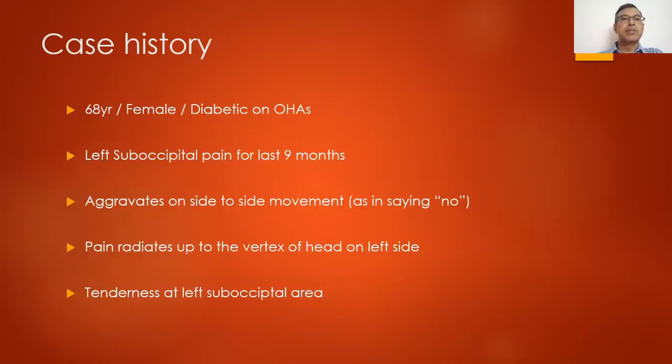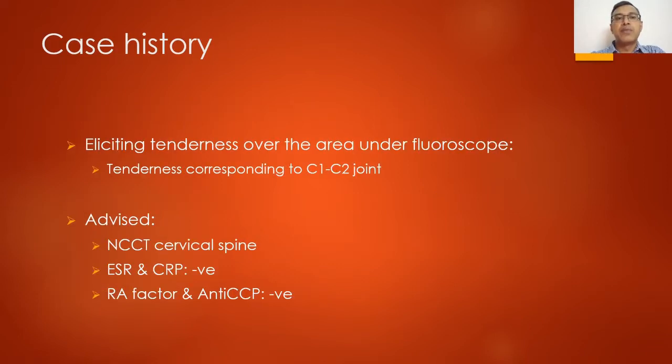Case presentation. This is a history of a 68-year-old female who was a diabetic, and she had come to me with left suboccipital pain, which was there for around the last 9 months. The patient was having pain, especially on side-to-side movement, as if saying no, and the pain used to radiate from the suboccipital area to the vertex of the left side of the head. Under fluoroscope, the tenderness corresponded to the C1, C2 joint.